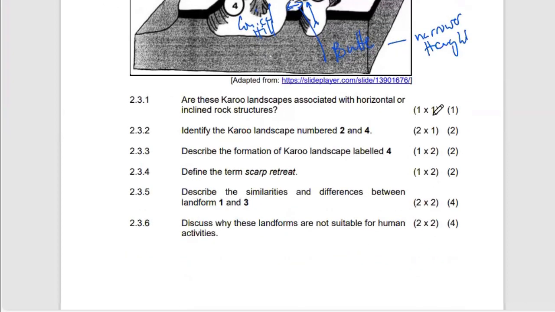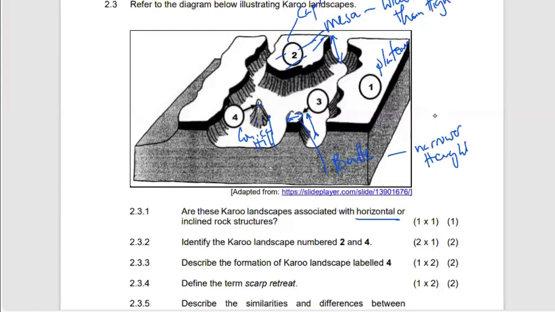Are these Karoo landscapes associated with horizontal or inclined strata? They are typical landforms of horizontal strata, right? Identify the Karoo landscape number 2 and 4. We have talked about that. Number 2 is a mesa. Number 4 is a conical hill.